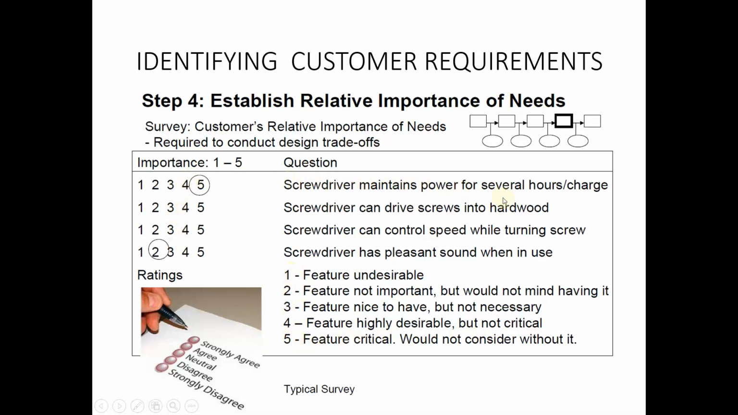So the different attributes or functionalities are mentioned here. First is that the screwdriver maintains power for several hours of use. The importance given is 5, that is, it is the critical or most important functionality, that the screwdriver maintains power for several hours after a single charge. If that requirement is not met, the customer does not want that product. So we have assigned the importance as 5.